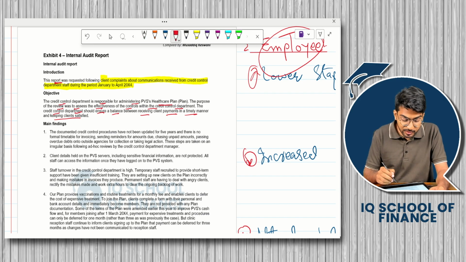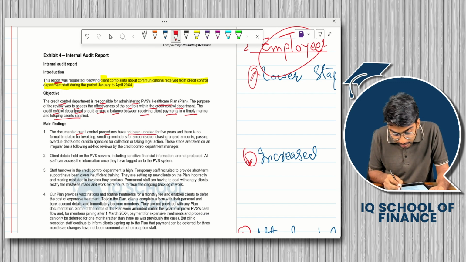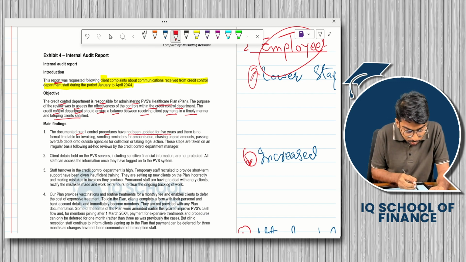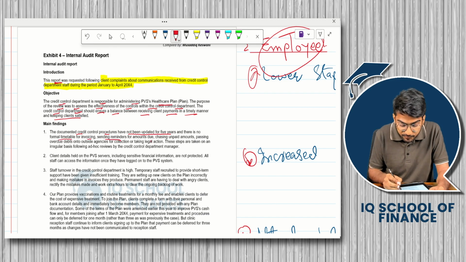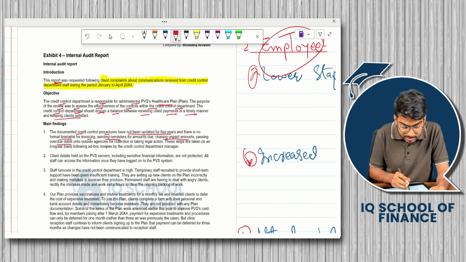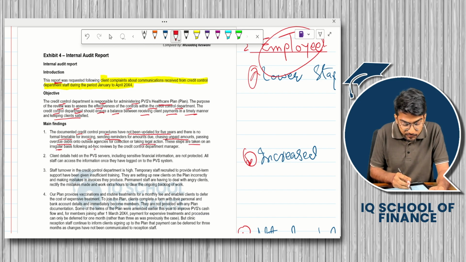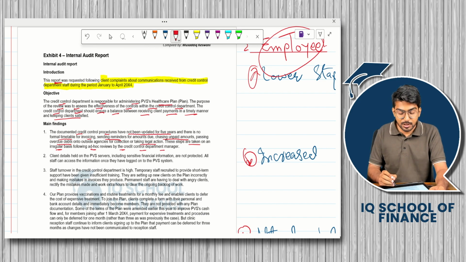In the main findings, the documented credit control procedures have not been updated for 5 years, and there is no formal timetable for invoicing, sending reminders for amounts due, chasing unpaid amounts, passing overdue debts onto outside agencies for collection, or taking legal action. These steps are taken on an irregular basis following ad hoc reviews by the credit control department manager.